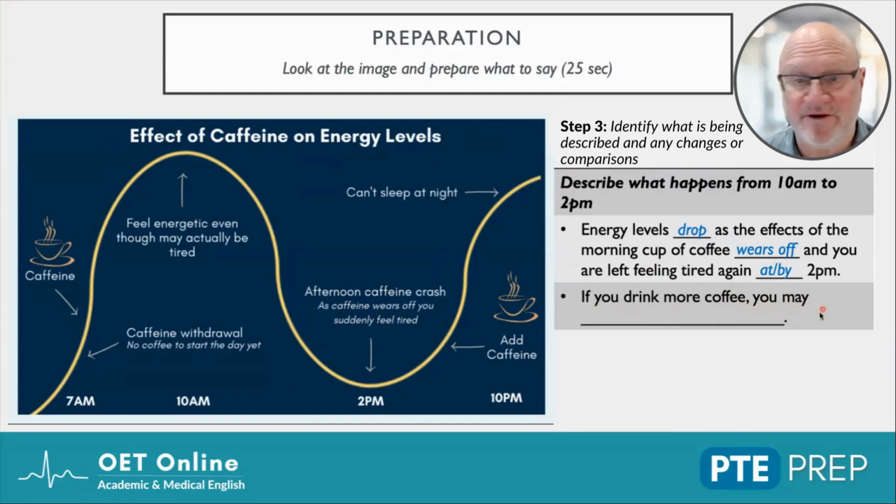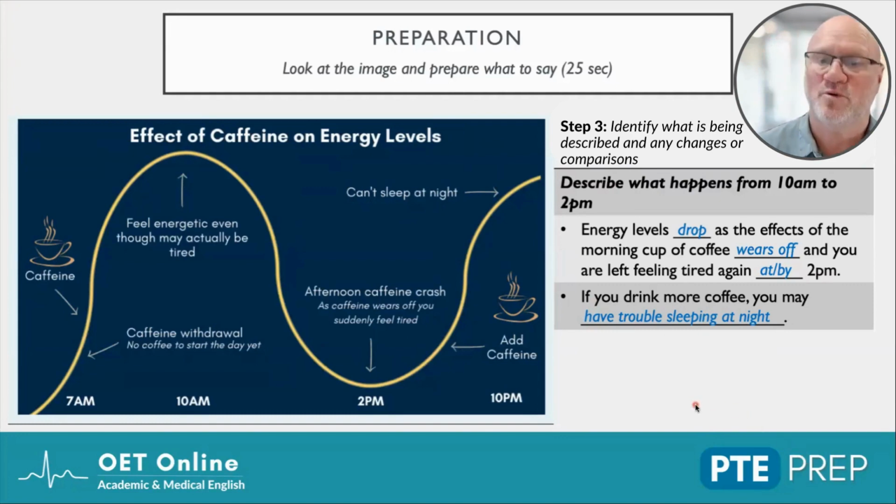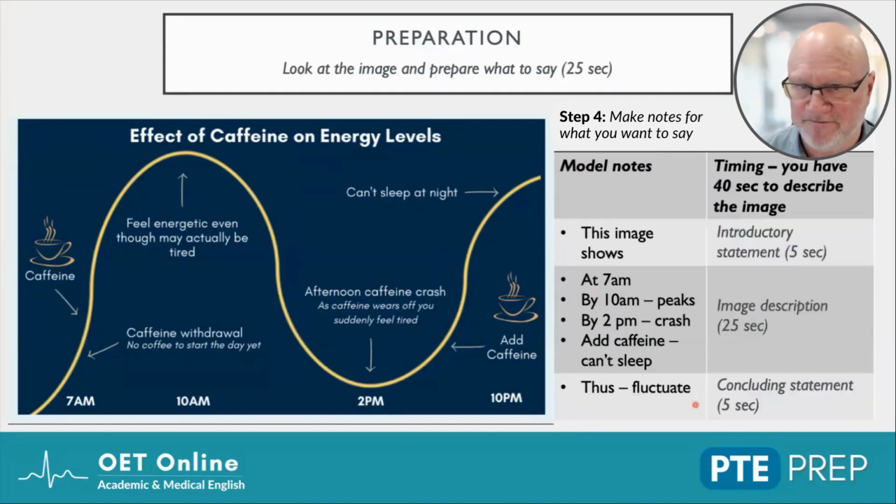If you drink more coffee, you may get an increase of energy level, but perhaps you'll have trouble sleeping at night. So you can follow and use the words as you see. Now, these are examples. We're all going to do these differently. But the standard pattern, everyone, this image shows we've got 7 a.m., 10 a.m. peaks, 2 p.m. crash, and the effect, can't sleep.